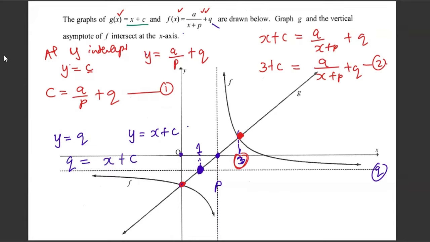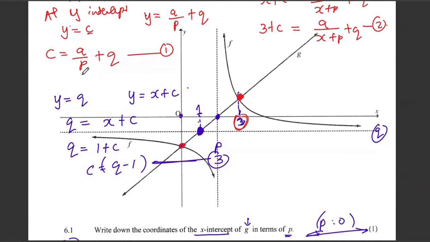But what is the x value at this point? It's 1, meaning that q is the same as 1 plus c. All right, so then from there, we can make c the subject and say c is q minus 1. Let me call this equation number 3. So I have equation 1, equation 2, and then equation 3. I believe these 3 equations should be able to help me get what I'm looking for. So I'm going to substitute.